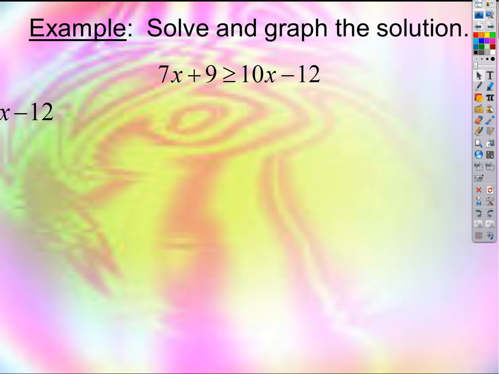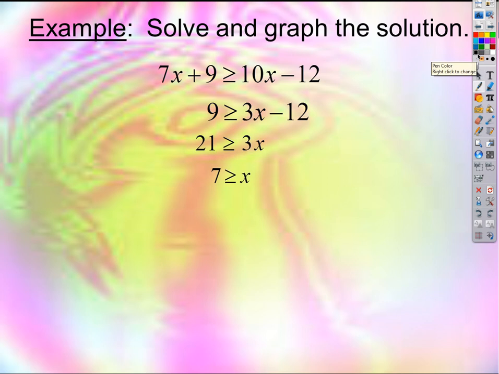You always start with the variable, don't you? That's not written in the best possible way then, is it? How could I maybe change the way that's written so it's a little better? Flip it around. Good. We could rewrite that as x is less than or equal to 7, the way we say it, right? Good. Okay.